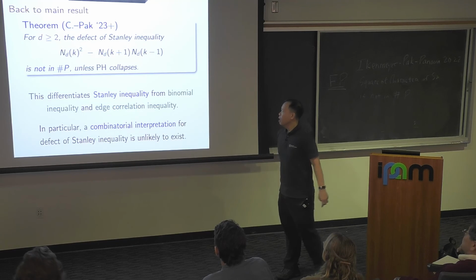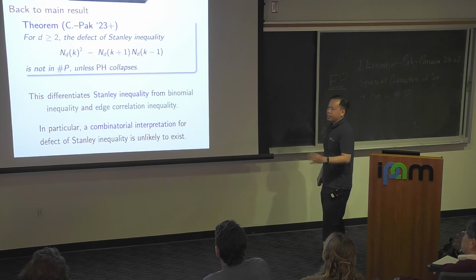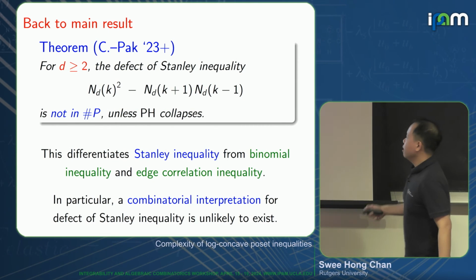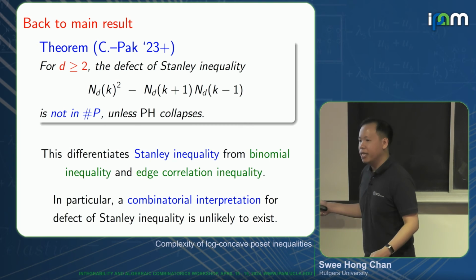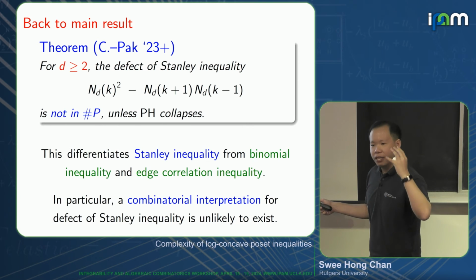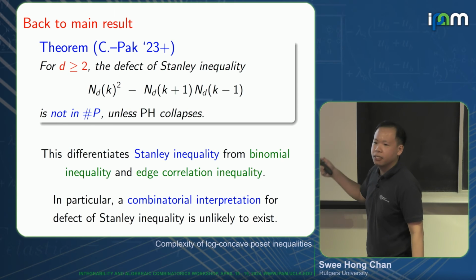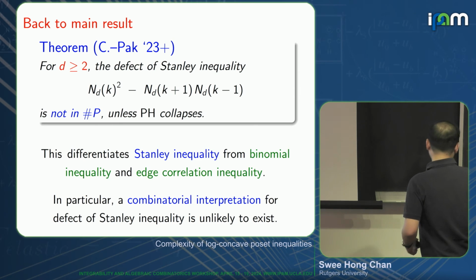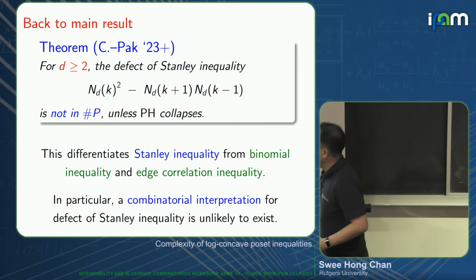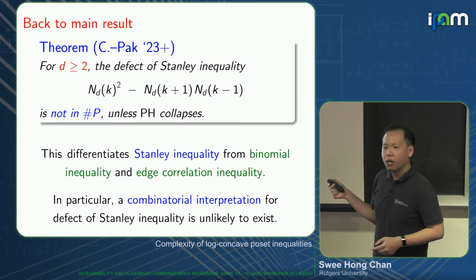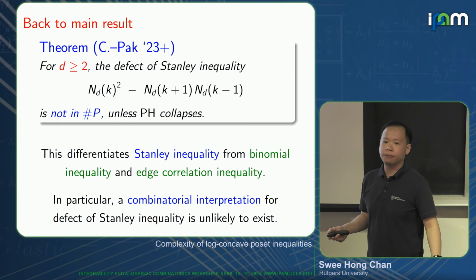Okay? And what our main result is saying is that the Stanley inequality is different. It's different from the binomial inequality and the edge correlation inequality in a very rigorous manner. This number is not in #P unless the polynomial hierarchy collapses. That's what makes the Stanley inequality so special. And in particular, as a consequence of this result, it follows that this inequality has no combinatorial interpretation.